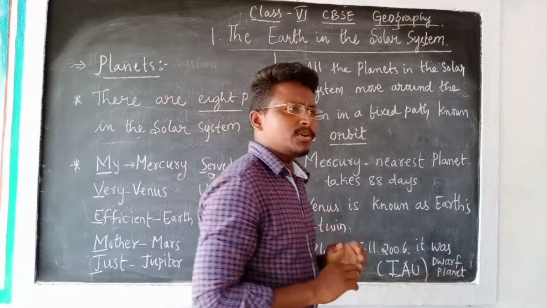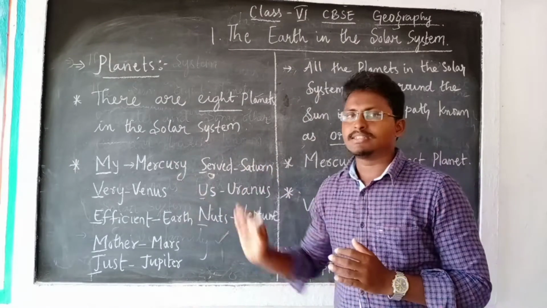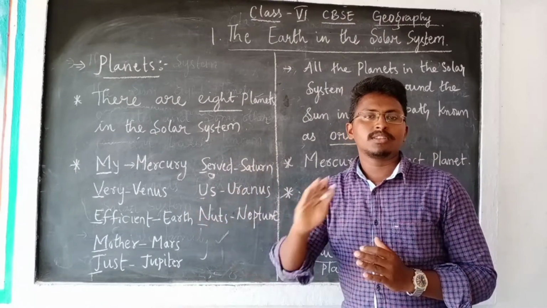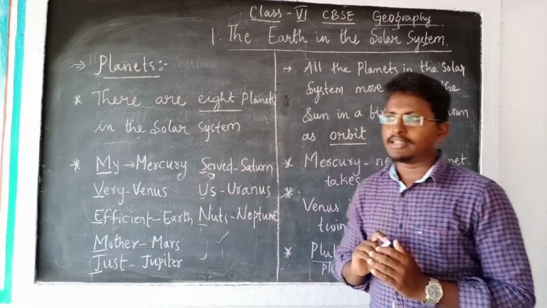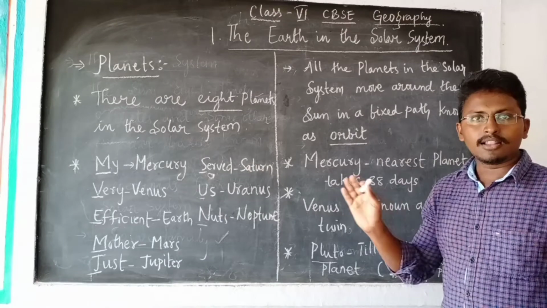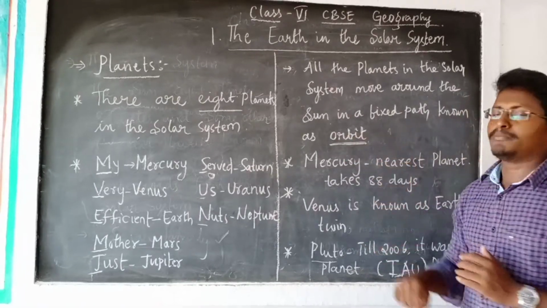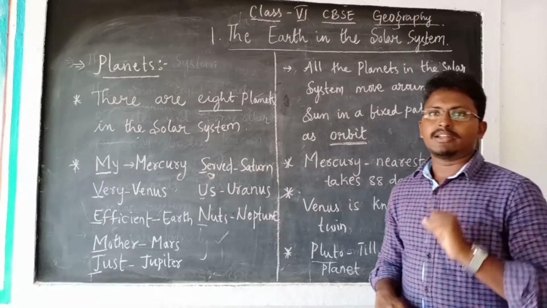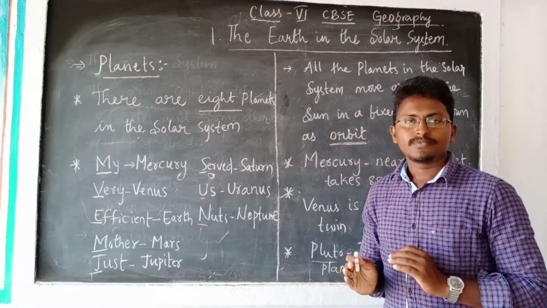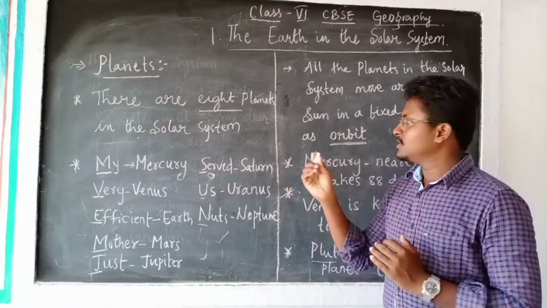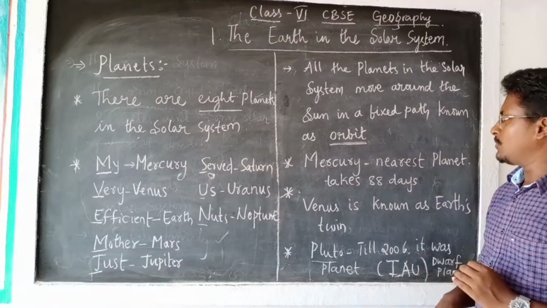Then a very important thing is that all these 8 planets which I mentioned just now move around the sun in a particular path, or we also call it a fixed path. The path in which all these planets move around the sun, we call it an orbit. You might have learned that planets move around the sun, so the path in which they move around the sun is called an orbit.